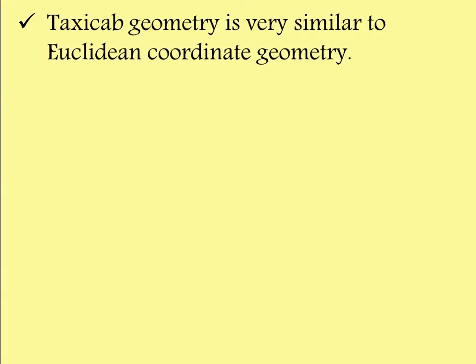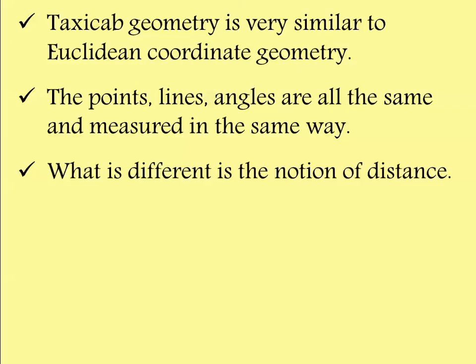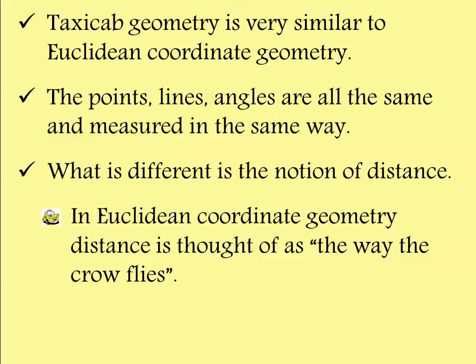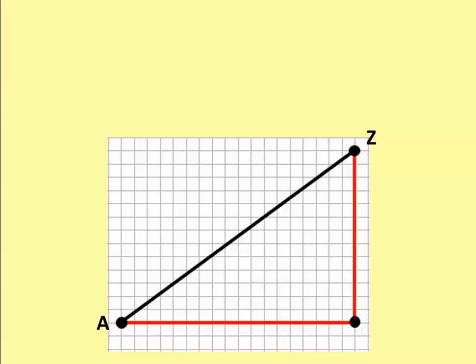Taxicab geometry is very similar to Euclidean coordinate geometry because the points, lines, and angles are all the same and they're measured in the same way. What is different is the notion of distance. In Euclidean coordinate geometry, distance is thought of as the way the crow flies, a straight line. In taxicab geometry, distance is thought of as a path a taxicab would take.